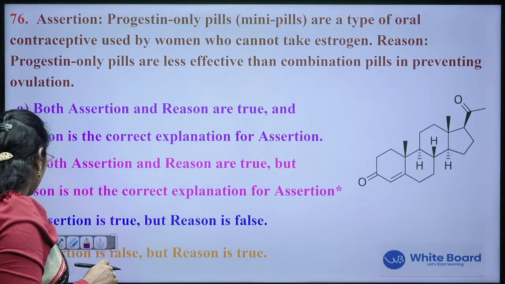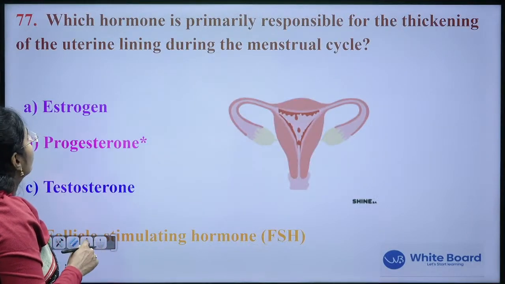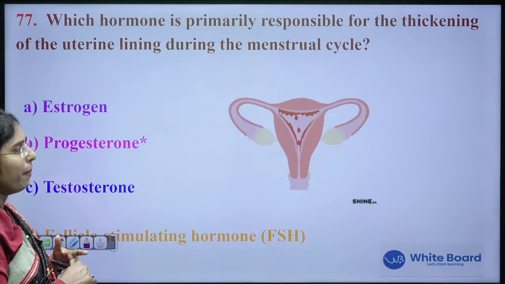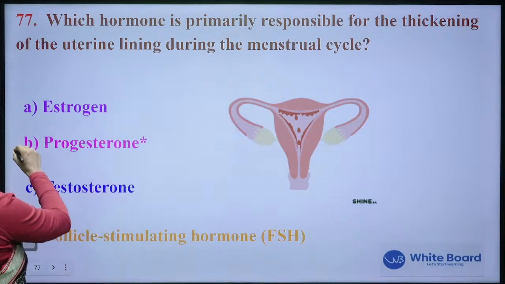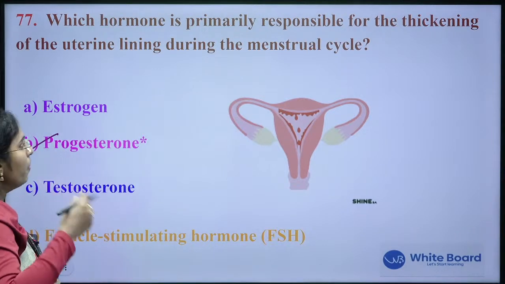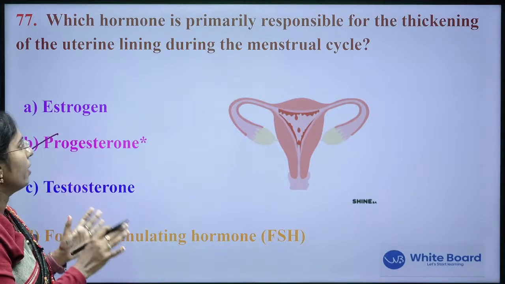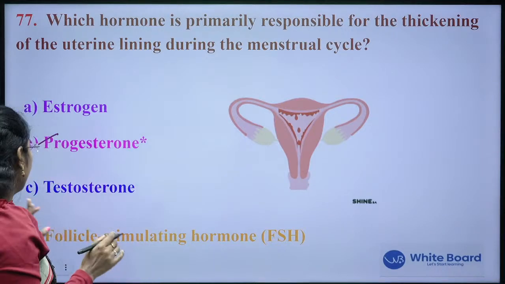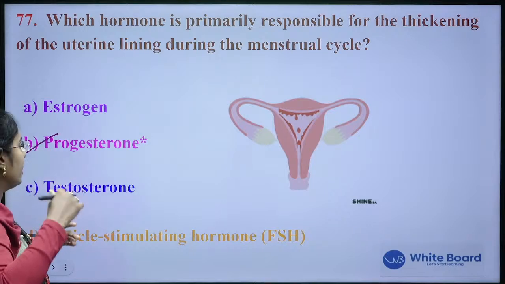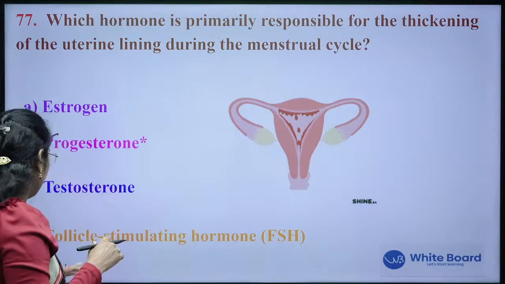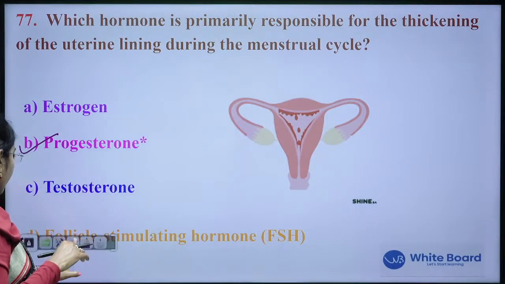Coming to the next question. Which hormone is primarily responsible for thickening of the uterine lining during the menstrual cycle? Progesterone is the main one which helps in thickening of the uterine lining during the menstrual cycle. Okay. Estrogen generally helps in developing the secondary sexual characters. Right. Coming to the next question.